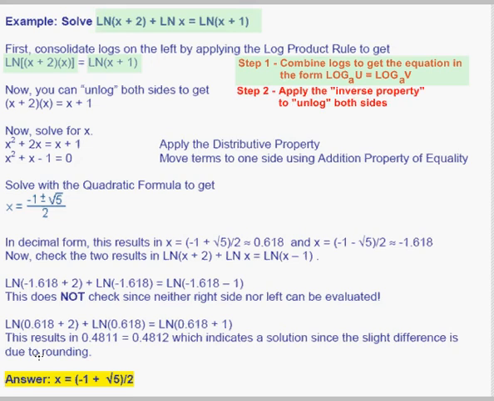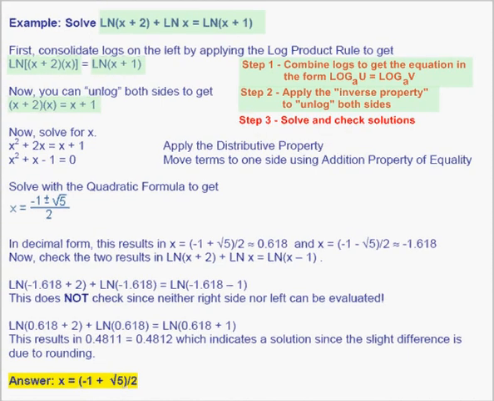Okay, now we can apply the inverse property that allows us to unlog both sides. And the inverse property makes use of the property that if log base a of u equals log base a of v, then u equals v. We unlog both sides and we get x plus 2 times x equals x plus 1. Now our logs are gone and we can solve our equation and then check our solutions.